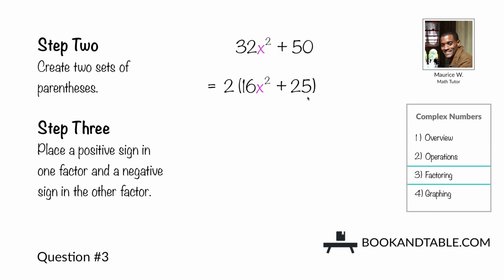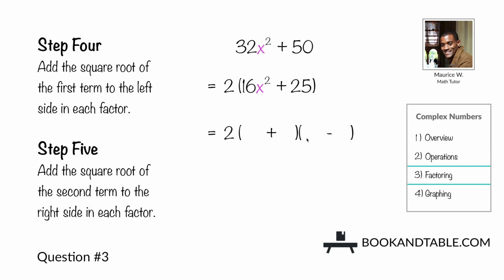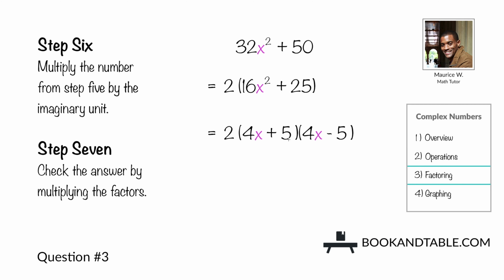So step 2, we want to create 2 sets of parentheses for this part of the polynomial here. And now step 3, you will want to place a positive sign in one factor and a negative sign in the other factor. Step 4, we'll add the square root of the first term, 16x squared, to the left side in each factor, giving us the square root of 16, which is 4, and the square root of x squared, which is x. So we get 4x as the first term in each factor. And now step 5, we'll add the square root of the second term, 25, to the right side in each factor. The square root of 25 is equal to 5. So we add 5 to both parentheses on the right side. And now step 6, we want to multiply the number from step 5, which was 5, by the imaginary unit i. And that will give us 32x squared plus 50 can be factored into 2 times 4x plus 5i times 4x minus 5i.